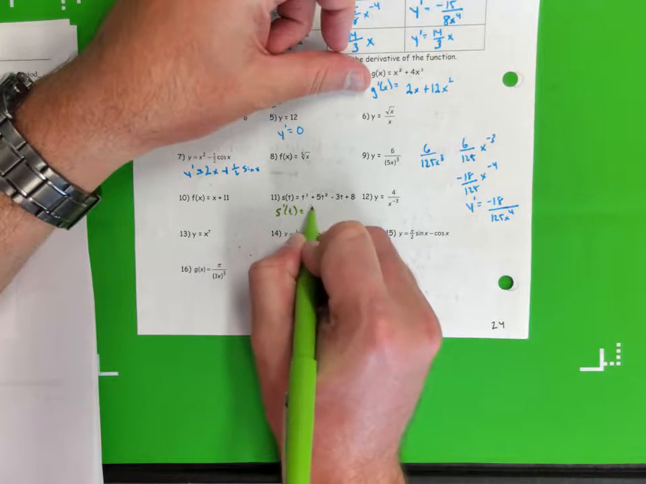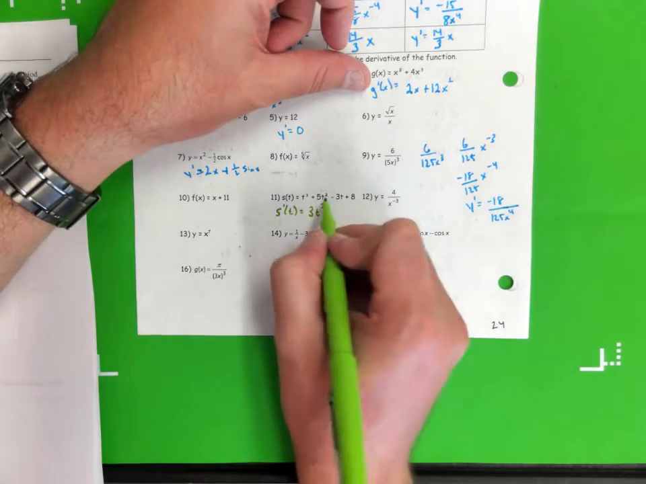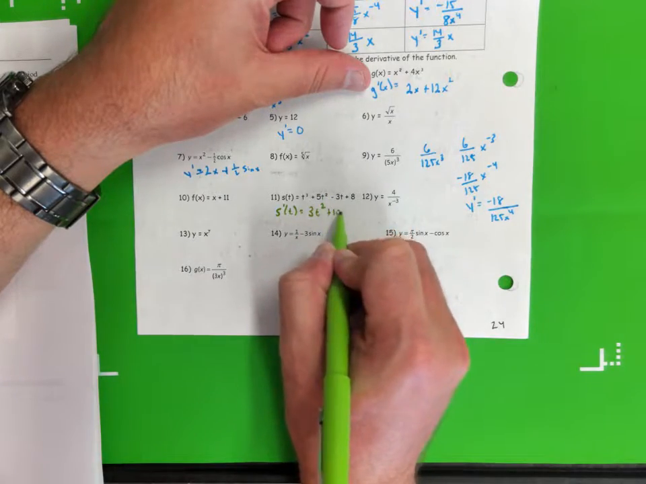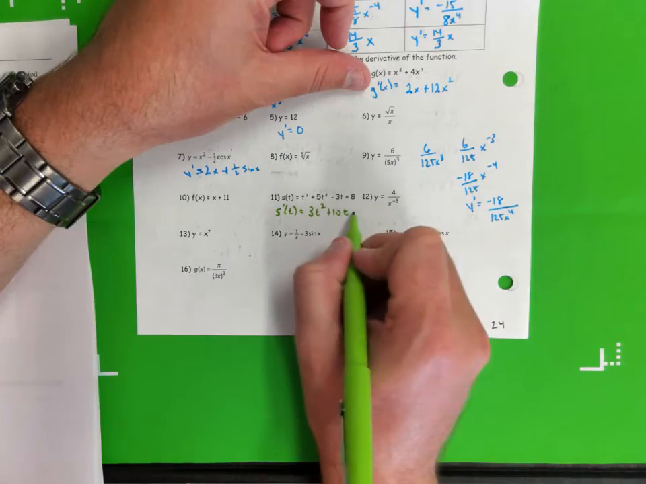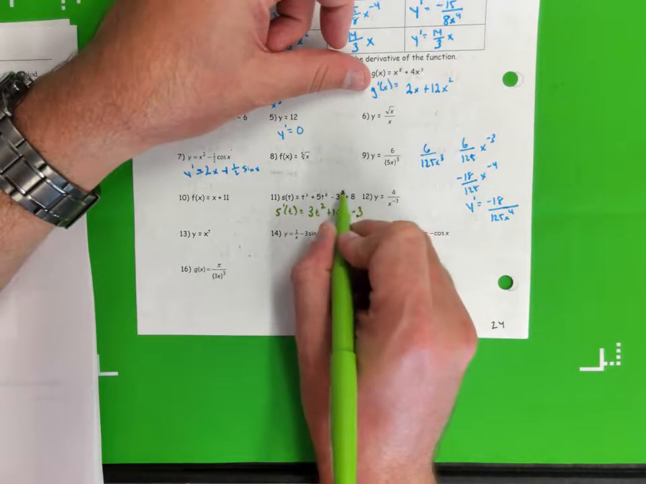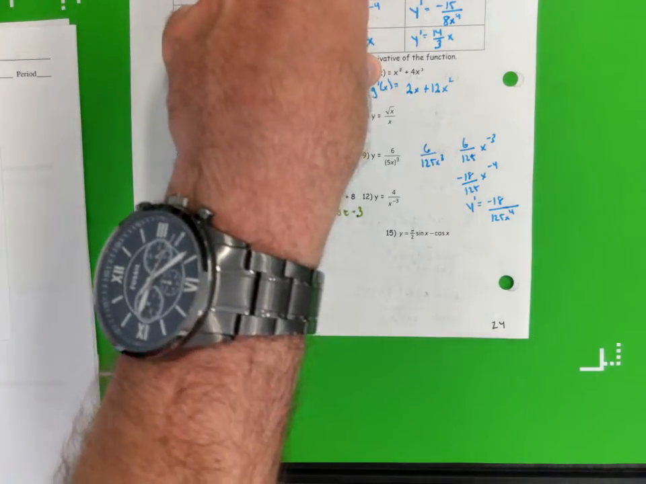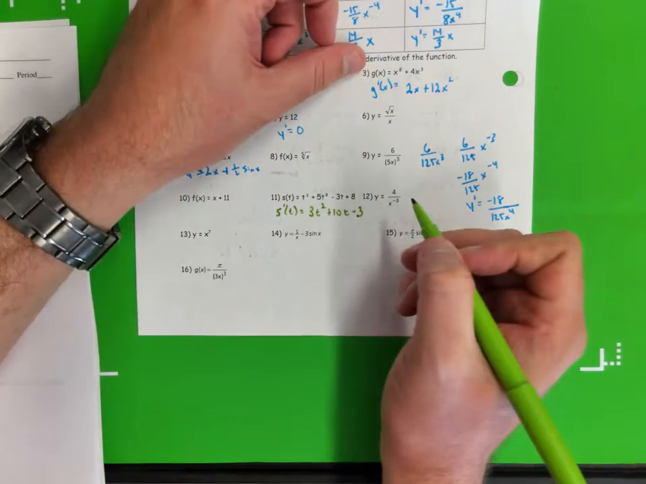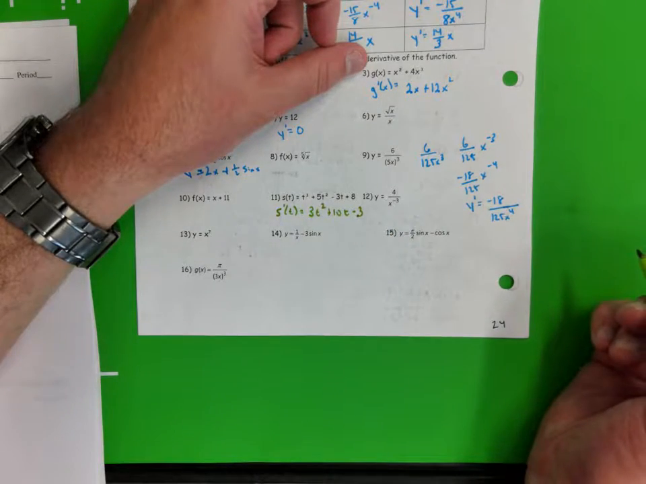3 times 1 is 3. And 3 minus 1 is what? 2. 2 times 5 is? 2 minus 1 is? 1 times negative 3 is? 1 minus 1 is? So I don't need to put t to the 0, do I? And then what is the derivative of any constant number? 0. So that is my answer.